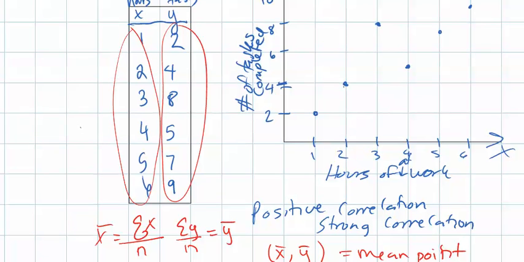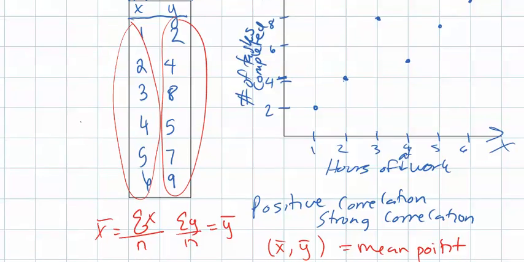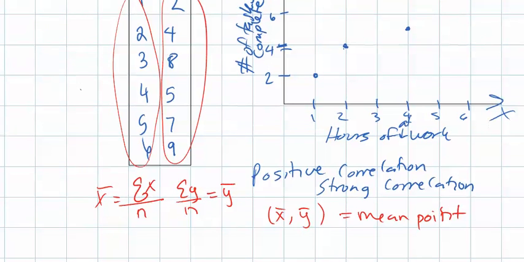Since I have 2 variables, it's a mean point and not just the mean. It's the mean of the x's and the mean of the y's, because I'm looking at 2 relationships at the same time and comparing those 2 relationships. Okay, so pause the video and go ahead and calculate the mean point.